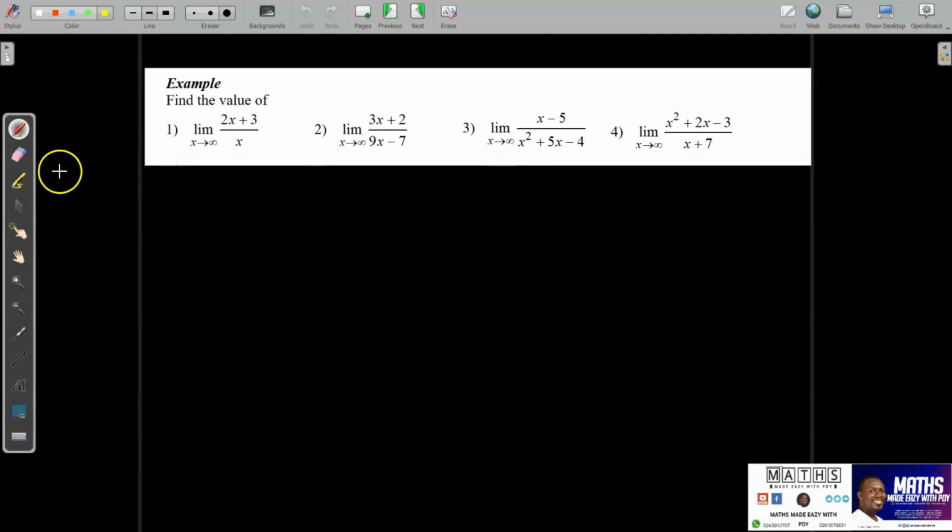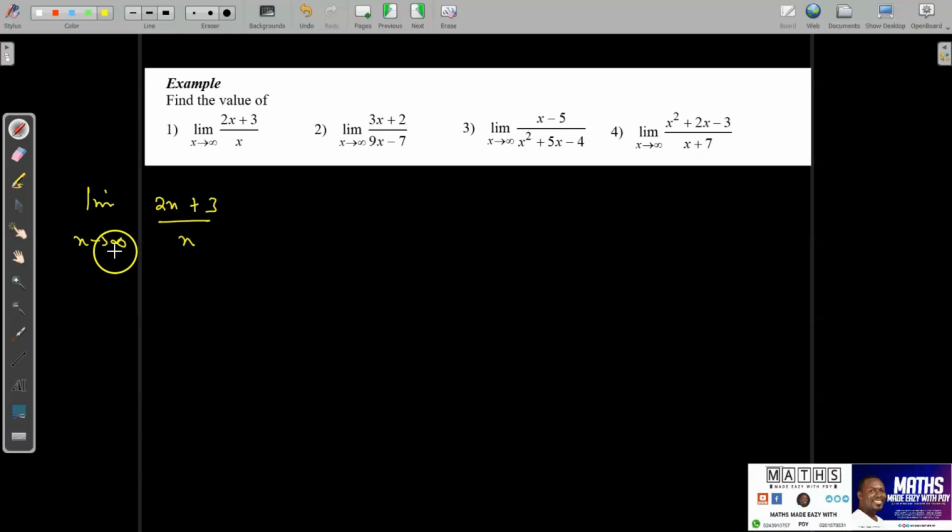So we have a question: the limit of 2x plus 3 all over x as x approaches infinity. Remember that we don't know the large value, which is infinity, or the highest value, infinity. So you may not know which number you are going to substitute there. Therefore, for such a question, you have to bear in mind that we need to use the 1 over x concept.